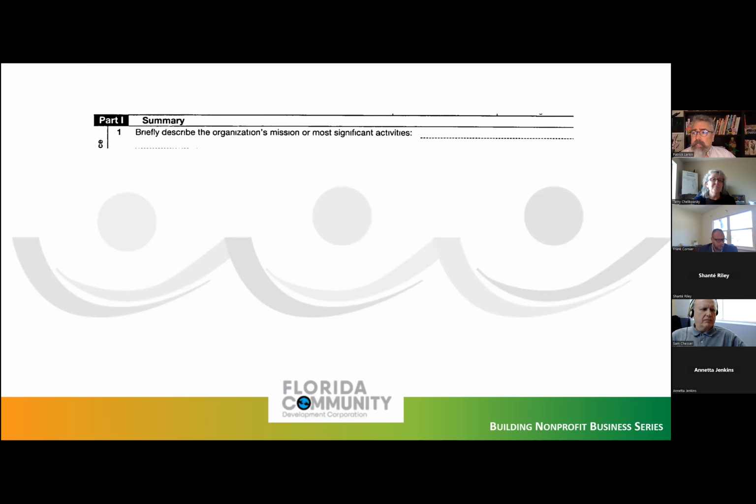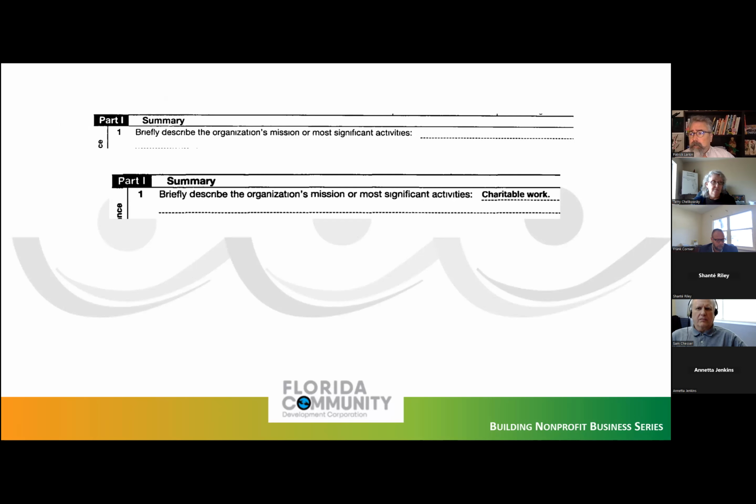so part one, you want to briefly describe the organization's mission or most significant activities. A lot of organizations will just put their mission statement, or they might simply say something that is extremely unhelpful by saying that they do charitable work. This is not what the Florida Community Development Corporation did, by the way. I'll put what they put up there in just a second. So you want to be descriptive here. You want to say what your mission is, but you also want to say what it is that you do, because this is the first thing that people are going to see when they take a look at your 990.